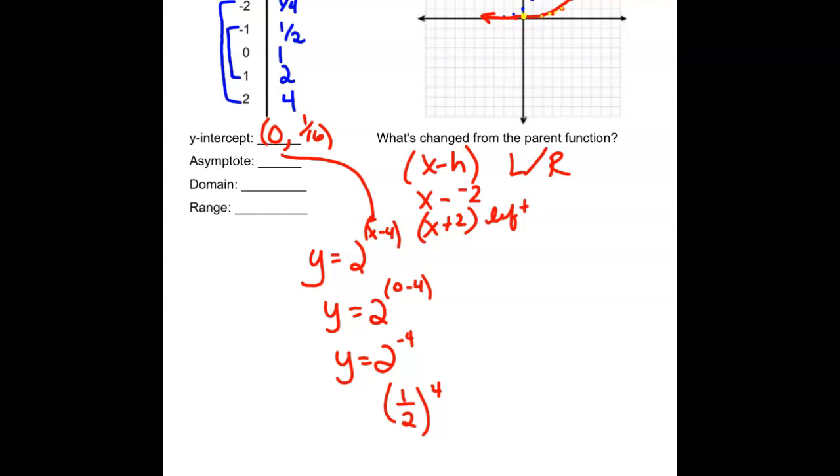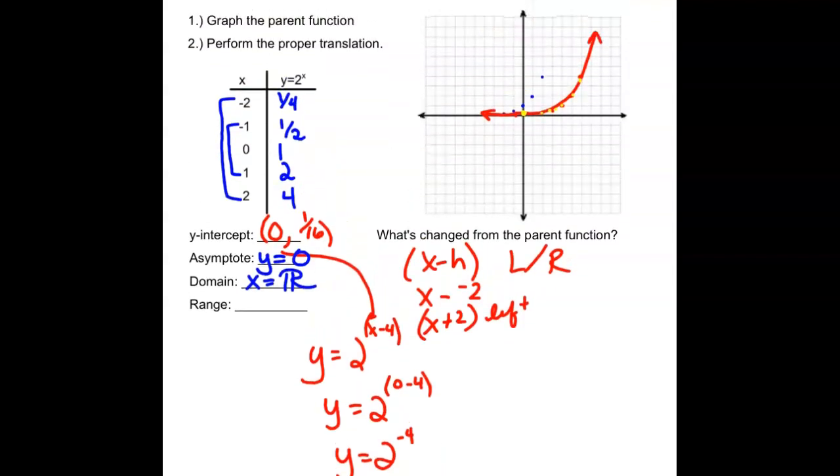Our asymptote did not change, though. We're still at that x-axis, y equals 0. Our domain did not change, all real numbers. This time our y values are all above the x-axis. Our graph is going above the x-axis, so we're back to y having to be above that, greater than 0.